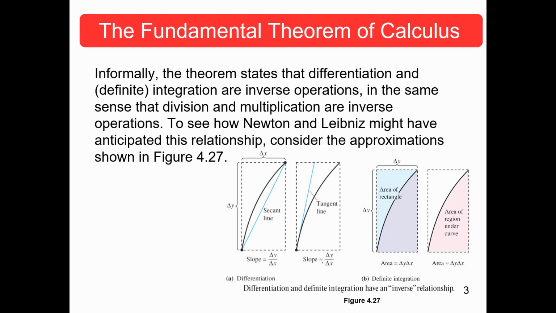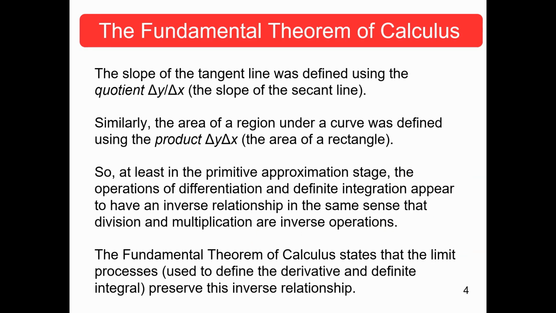So we know that the tangent line approximation is roughly dy/dx, or delta y over delta x, because that's the change in y and the change in x, right? That's the slope. When we talk about area, we're talking about base times height, the approximation of this rectangle versus the actuality of this area, but we can still do it as an approximation, delta y times delta x. So the slope is a quotient. The region under a curve is defined using a product, okay? So at least in the primitive approximation stage, the operations appear to have an inverse relationship, the same as division and multiplication. But the fundamental theorem of calculus states that the limit processes preserve that inverse relationship, okay?